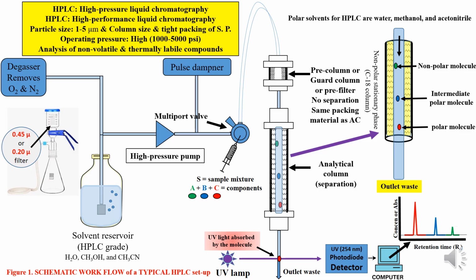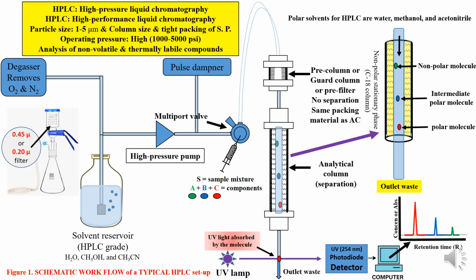And it is called high pressure liquid chromatography because the mobile phase flows through the column at a high pressure. And why does high pressure have to be maintained in the column, or what makes the need for high pressure? The reason is the particle size of the stationary phase is very small. It is around 1 to 5 micrometers. The column is very narrow and the column is tightly packed with the stationary phase. So small particle size, narrow column and tight packing of the stationary phase.